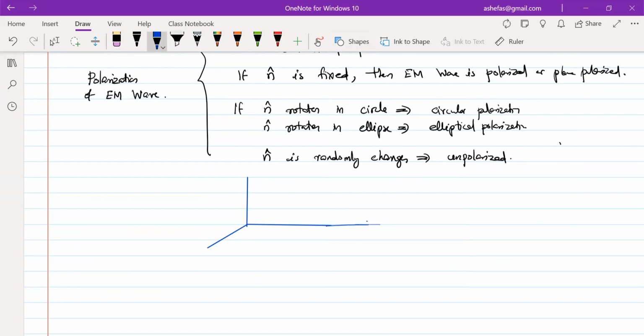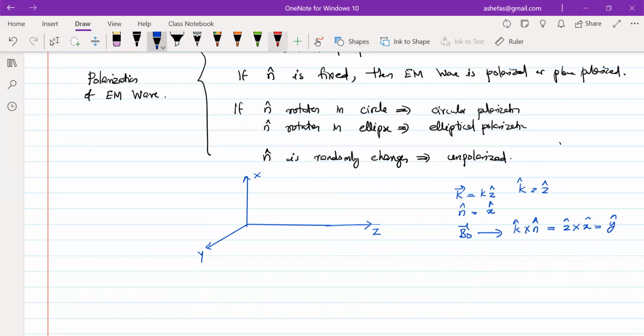Suppose this is the z direction, x direction, y direction. Suppose the direction of propagation of the electromagnetic wave is along the z direction, and the electric field, the direction of polarization, is along the x direction. Then what would be the direction of the magnetic field? The magnetic field should be along k cross n, that means z cross x, so it should be along the y direction.